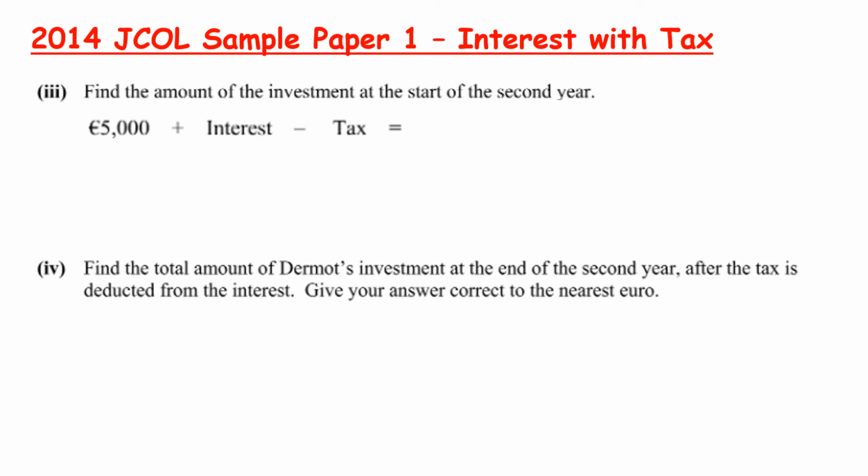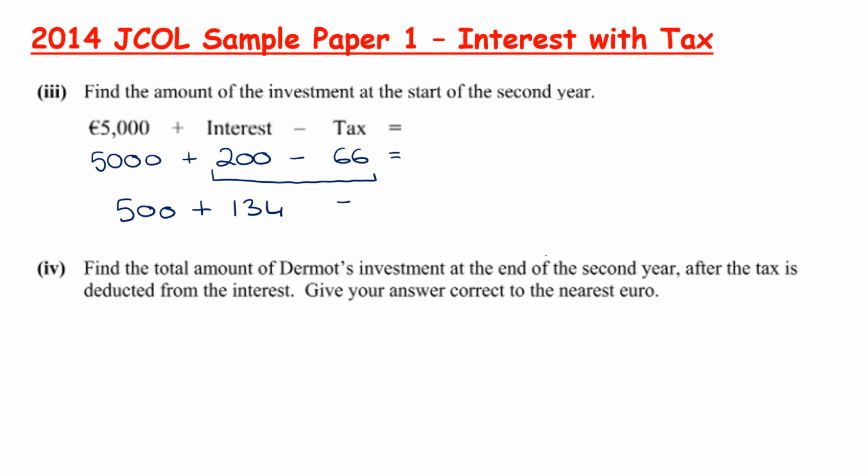Part 3 then asks how much does he have at the start of the second year, which is the same as the end of the first year? So we have €5,000 plus the interest of 200, but then he had to pay €66 in tax. So actually he didn't get that whole 200, he only got €134 of it. Oh, I lost one of my zeros, so that's 5,000. So he has 5,134 at the start of the second year.